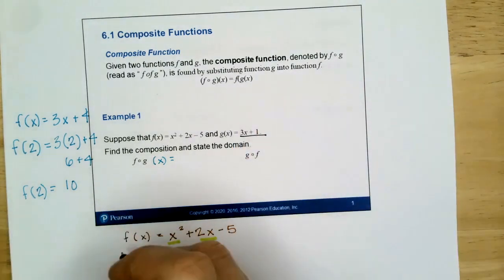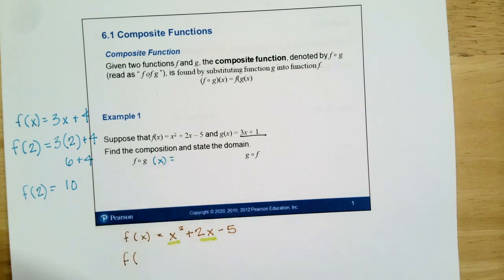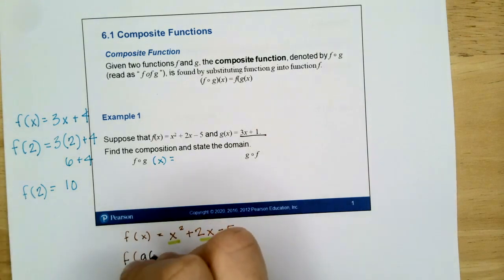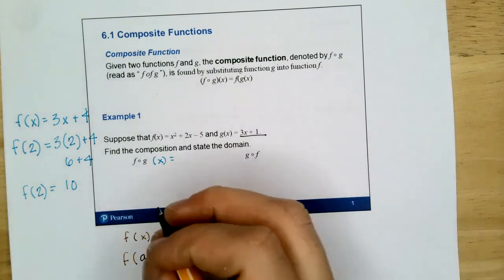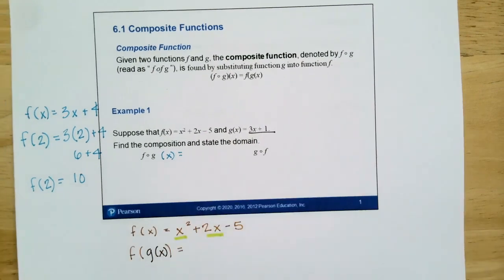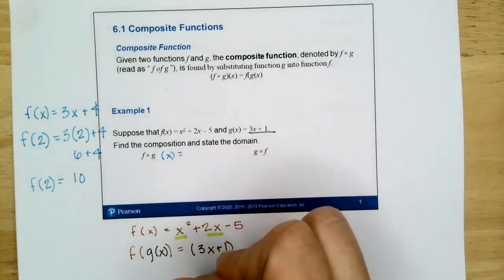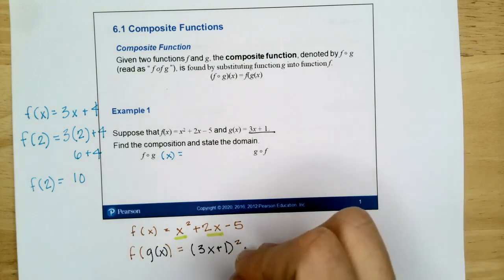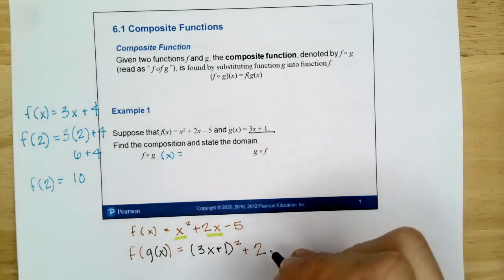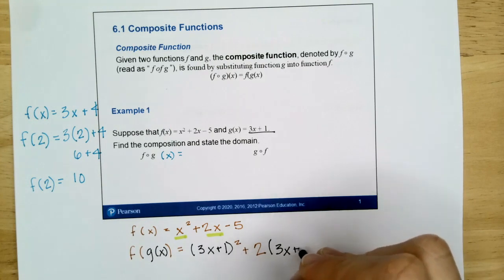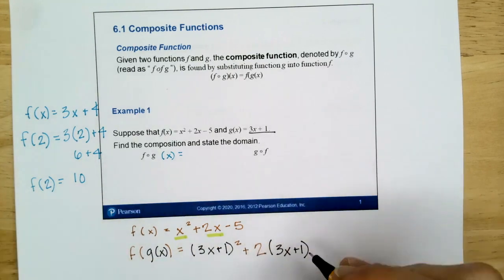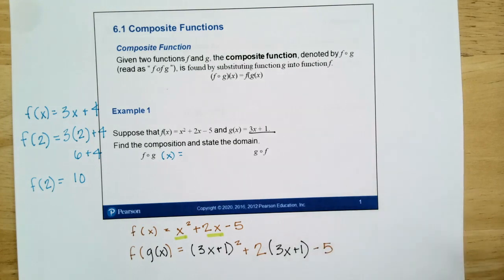So f of g of x is, instead of x squared, I'm going to put in, with parentheses, 3x plus 1 squared plus 2 times 3x plus 1 minus 5. Good? So I took all the variables x, and instead of putting in a number, I put in the entire g of x function.